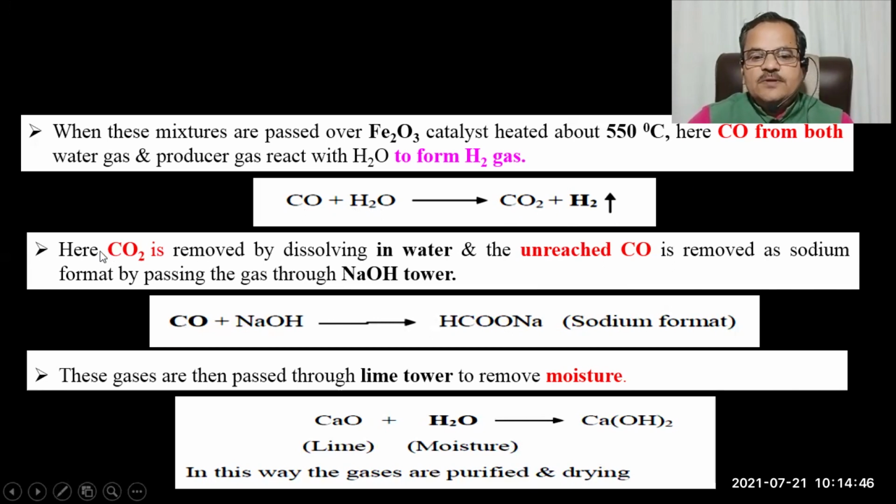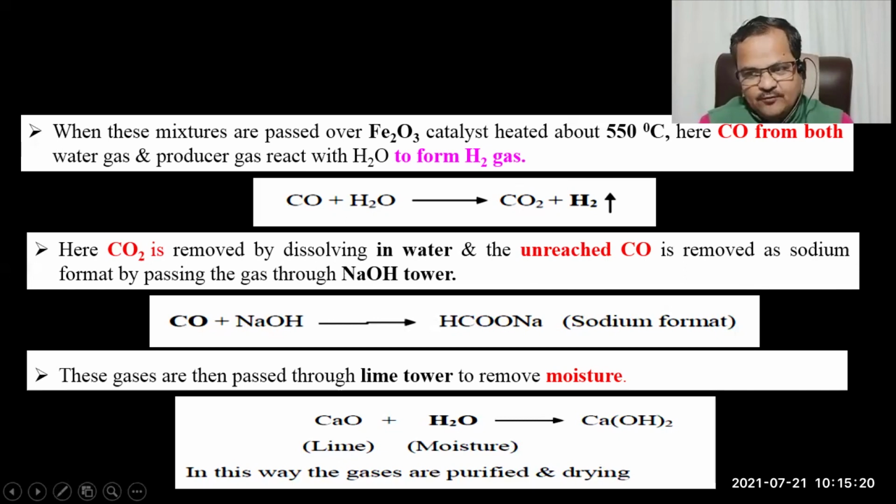So here what will happen? CO2 is removed by dissolving in water. When water is passed, CO2 gets removed. Then unreacted CO is removed by combining with NaOH. When NaOH is mixed with CO, then in the form of sodium formate, this CO is also removed. So CO2 is removed, CO is removed, and then this mixture is passed over limestone.